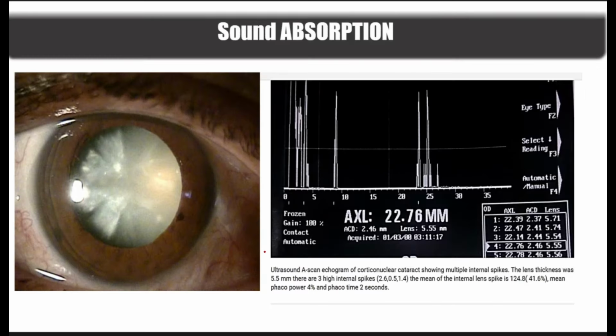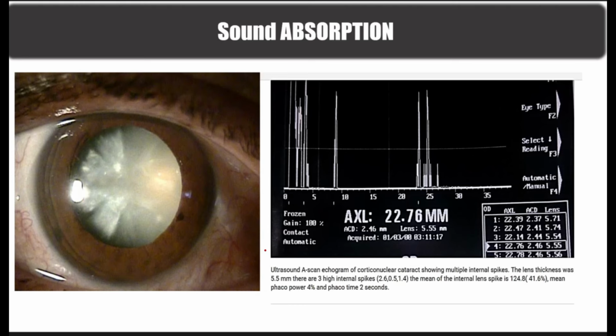Now, let's talk about the concept of sound absorption. We know that sound is absorbed by everything through which it passes before it travels to the next interface. So, the greater the density of the structure through which the sound is passing, the greater the amount of absorption. Therefore, in a case of extremely dense cataract like this, a great amount of sound energy is going to be absorbed, and there will be attenuation of the signal that you're going to get on your display. That is the reason why in case of an extremely dense cataract, you're not going to get really high amplitude retinal spikes, because the lens is going to absorb most of the sound energy that reaches the retinal surface.